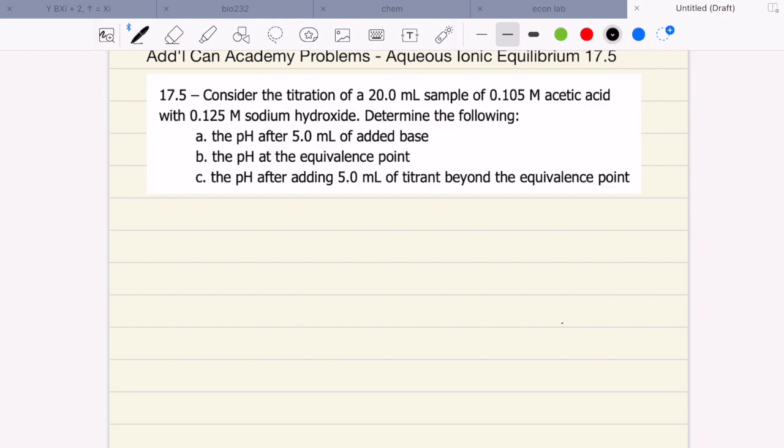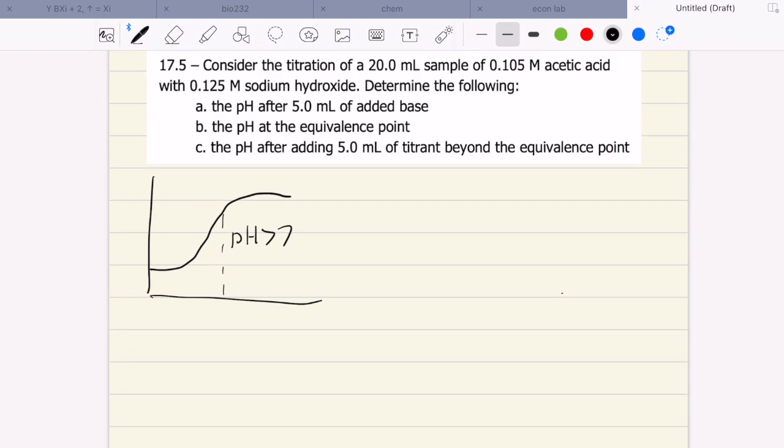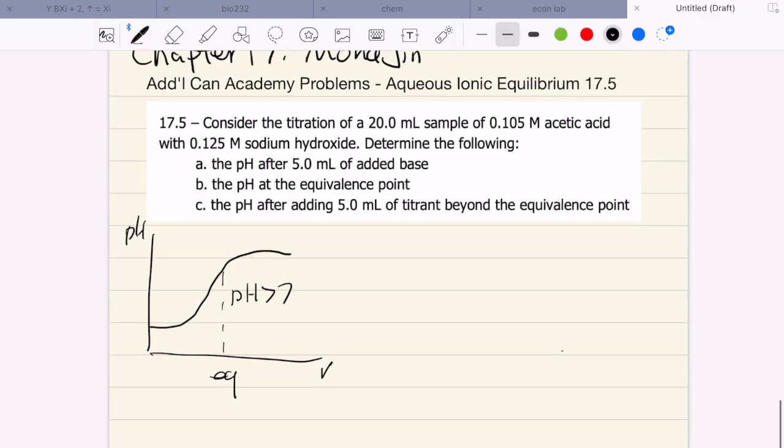So we can first do this by drawing a diagram. And of course, this is a titration problem, and the weak acid is titrated with the strong base. So we first start with a lower pH and then a pH beyond 7. And the equivalence point is still above 7 as this is a weak acid. And we can see the volume and pH as the x and y axes.